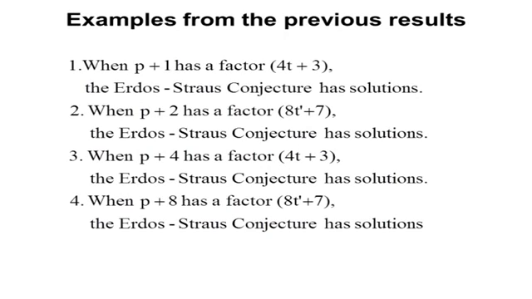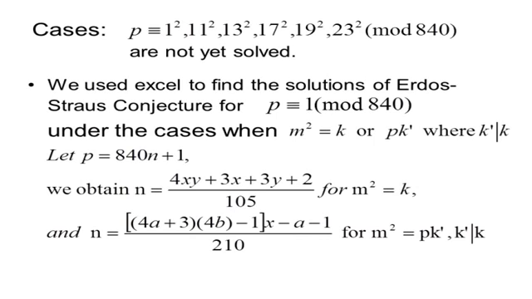And here we will give some examples using the previous two pages. They are when p plus 1, p plus 2, p plus 4, and p plus 8 contain a special form of vectors, the conjecture has solutions. We have also done some research on the cases suggested by other papers as follows. And we use Excel to find the solutions of the Erdos-Straus conjecture by substituting different x, y or a, b.